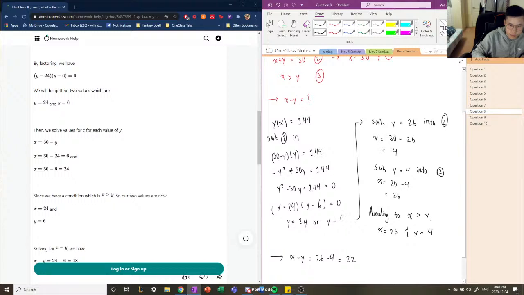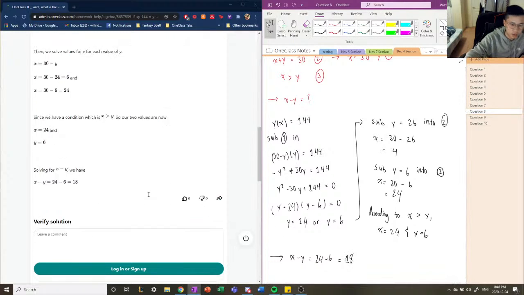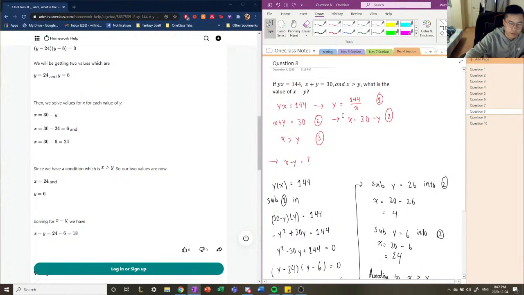So actually, this should be 6, this should be 6, this should be 24, and this should be 24, and this should be 6. Okay, so then this should be 18. Okay, sorry about that. So that's the answer to our x minus y given these three constraints.